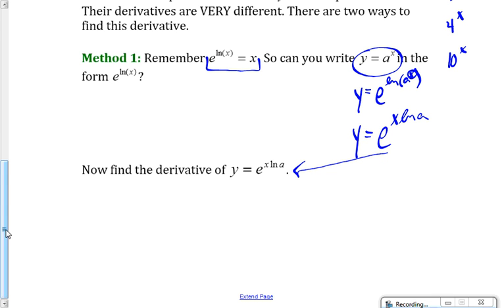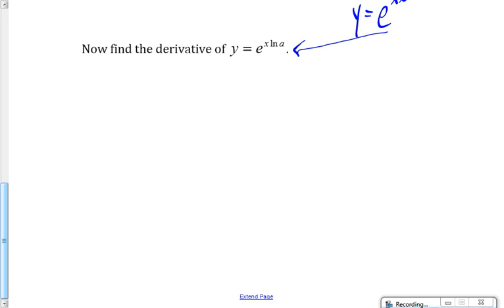We know the derivative of e to those, don't we? If this is y, what's y prime? First, recognize that it is an exponential function. So write e to the x ln a. Now, what do I need to multiply by? The derivative of x ln a. It's written weird, but it's way easier than it looks. What is the derivative of x ln a?